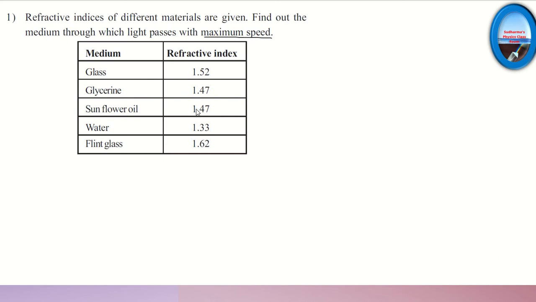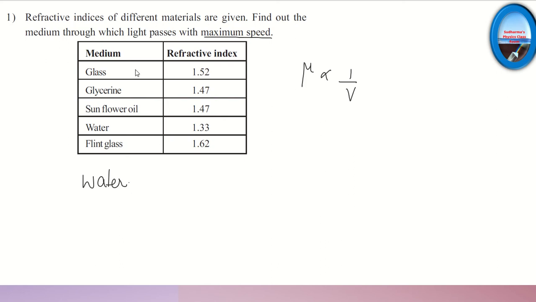So among the materials given here, how do we find out in which the light passes with maximum speed? We know that absolute refractive index is inversely proportional to the speed of light. That means the medium which has the maximum refractive index will have the least speed. But the question is about maximum speed. So when we want maximum speed, the material should have a very low refractive index. From the given table, we can see that water has the lowest refractive index. So it has the maximum speed.